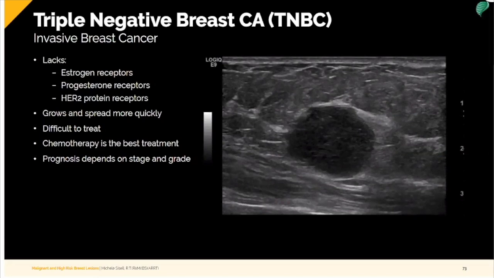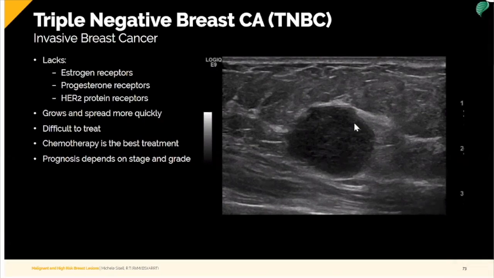Triple negative breast cancer is an invasive breast cancer. This is the type of cancer where it has none of those hormones. It doesn't have estrogen receptors, progesterone receptors, or any overstimulated HER2 positive receptors. It grows and spreads quickly. It's difficult to treat. Chemotherapy is the best treatment. The prognosis depends on the stage and the grade when it is diagnosed.